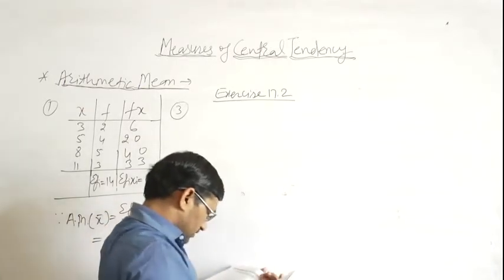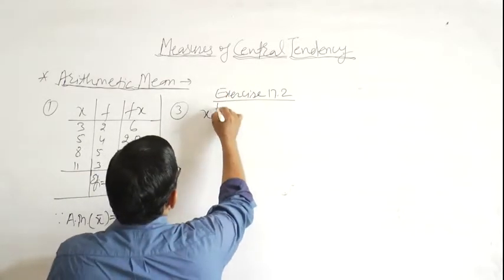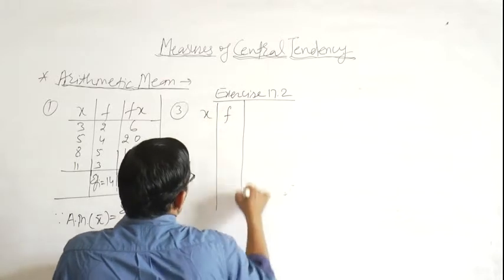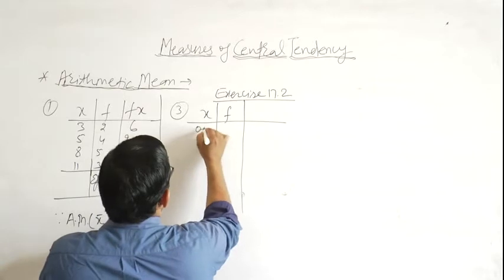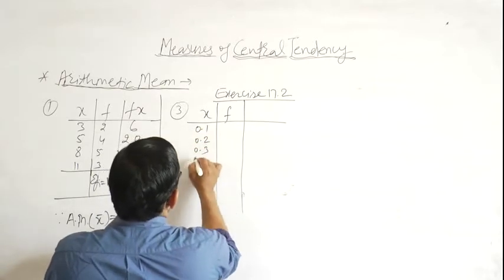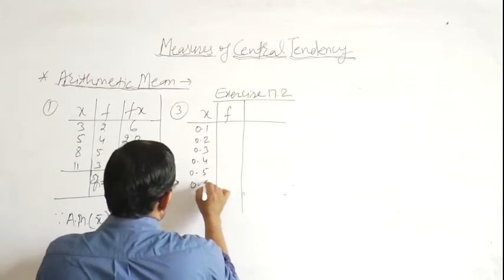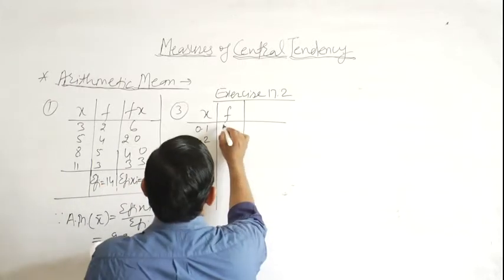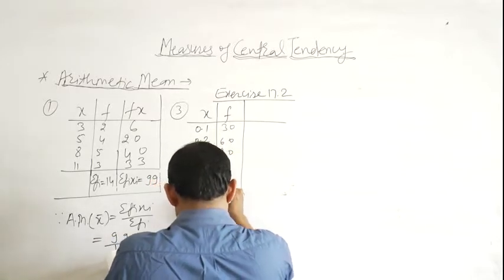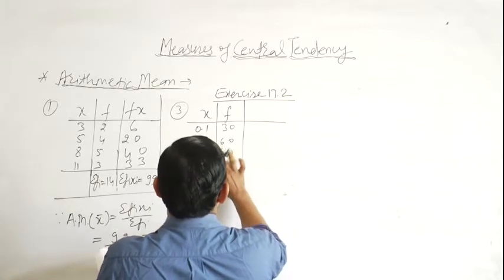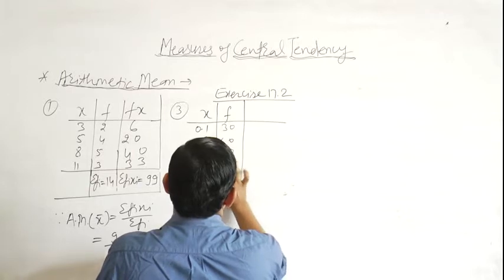Now question number 3, x and f are given. In this question, x and f are given. X observations are 0.1, 0.2, 0.3, 0.4, 0.5 and 0.6. Frequencies are 30, 60, 90, 30, 60, 20, 40, 20, 40.